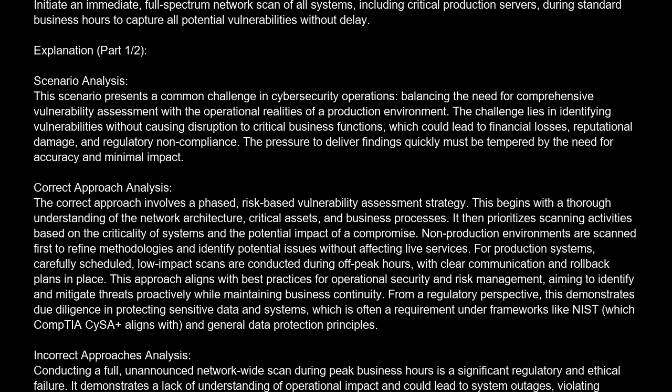This approach aligns with best practices for operational security and risk management, aiming to identify and mitigate threats proactively while maintaining business continuity. From a regulatory perspective, this demonstrates due diligence in protecting sensitive data and systems, which is often a requirement under frameworks like NIST, which CompTIA CySA+ aligns with, and general data protection principles.